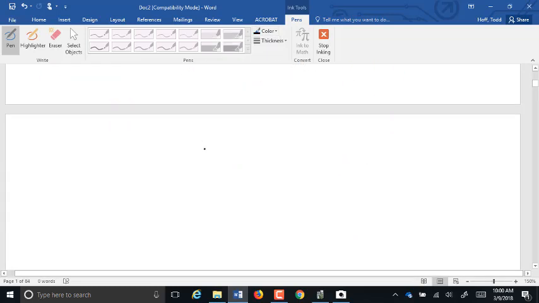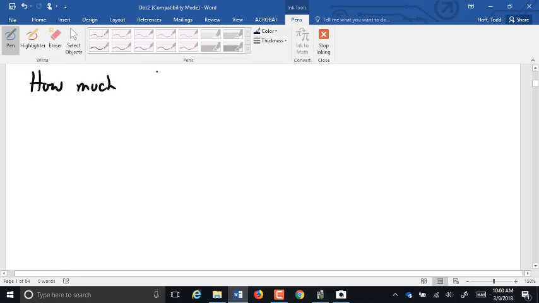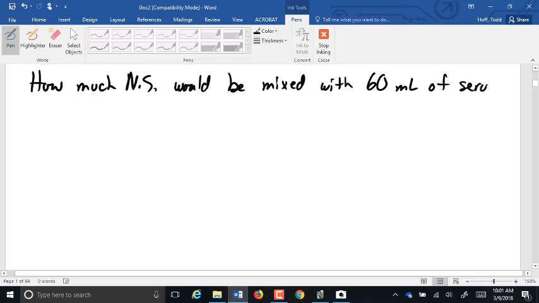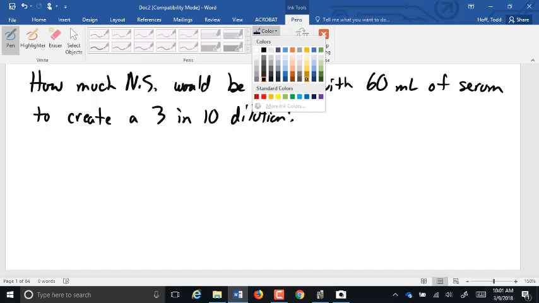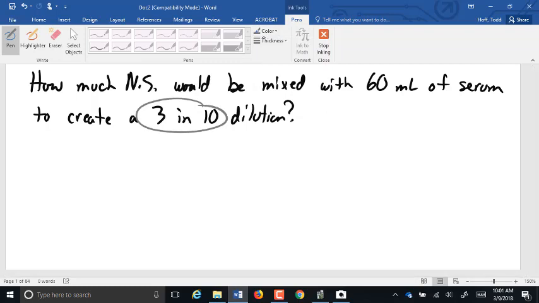So let's look at an example. How much saline would be mixed with 60 milliliters of serum to create a 3 in 10 dilution? So again, we're going to start with that dilution, 3 in 10.